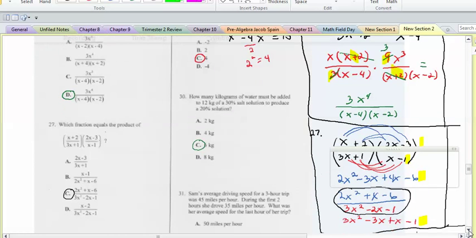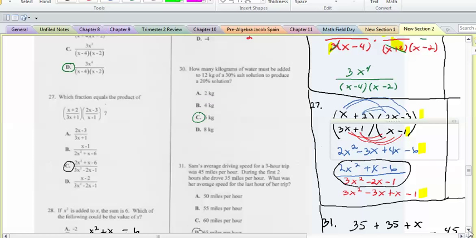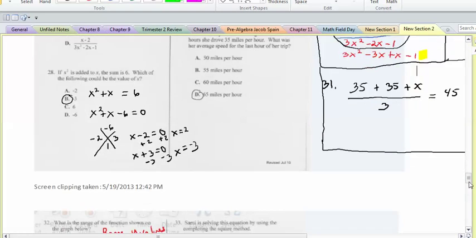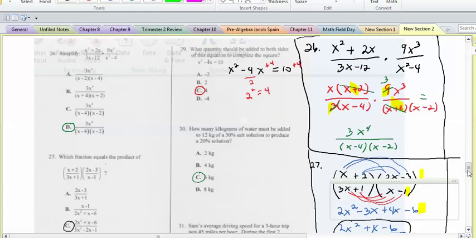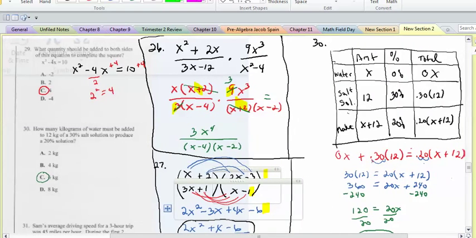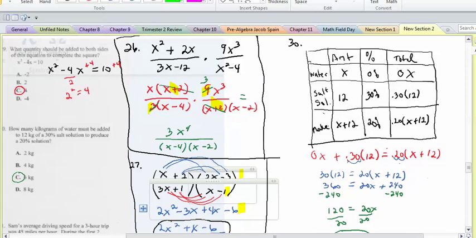Okay, number 30 is the table problem. And our table is, let me find where I did my work. I think I moved it over here. And there you go. There's the table that we're going to work with. Alright, so I set my table up. We have the amount, percents, and totals. We talked about water. Water has 0%.